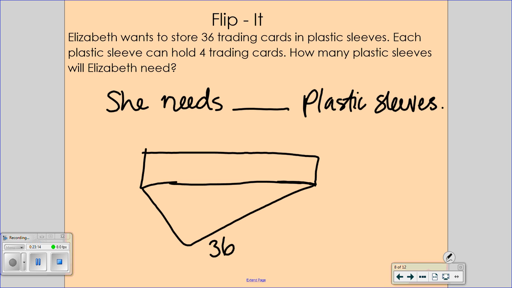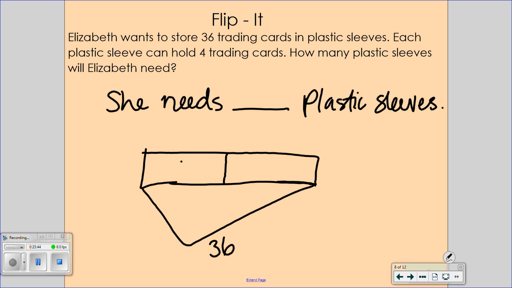What else do I know? She's got her 36 trading cards, and I know something else. Corey, what else do I know? Each sleeve can hold 4. This is where it gets a little tricky, because do I know how many sleeves I need yet? No. So this is where I want you to just guess and check.